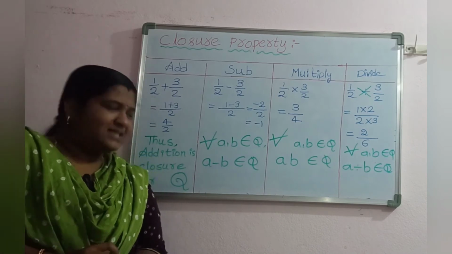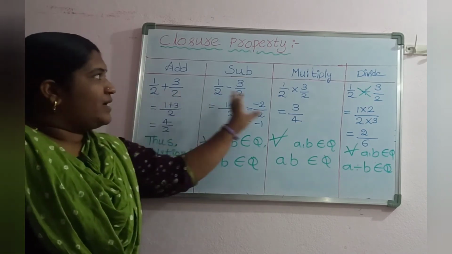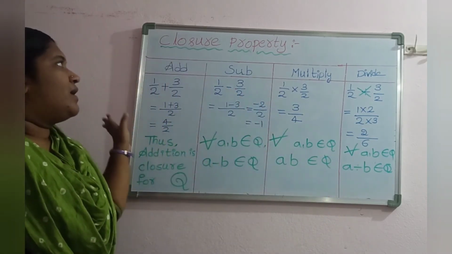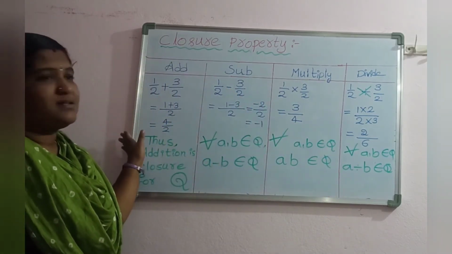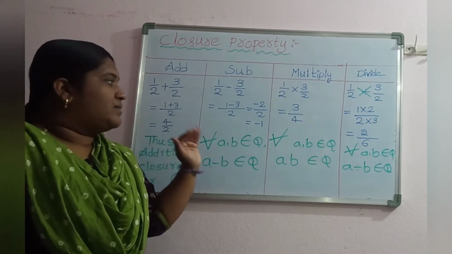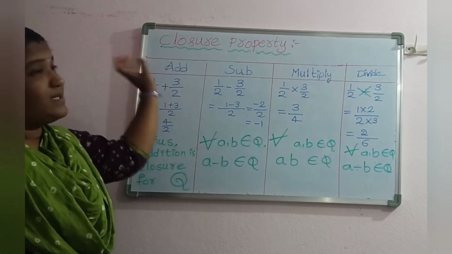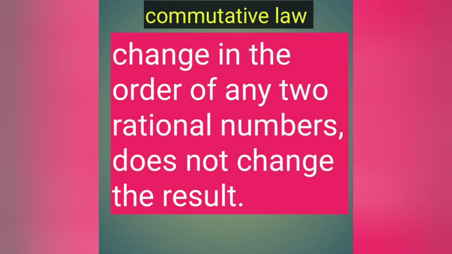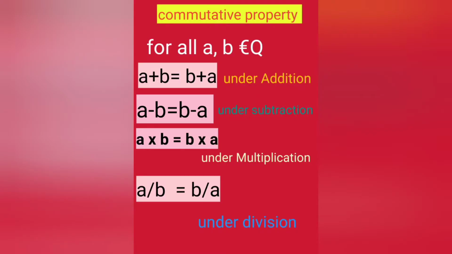So we can say that for these addition, multiplication, subtraction processes, rational numbers obeys closure property. Commutative property is a reversible process. The change in the order of two numbers on binary operations doesn't change the result. A plus B is equal to B plus A, A into B is equal to B into A.